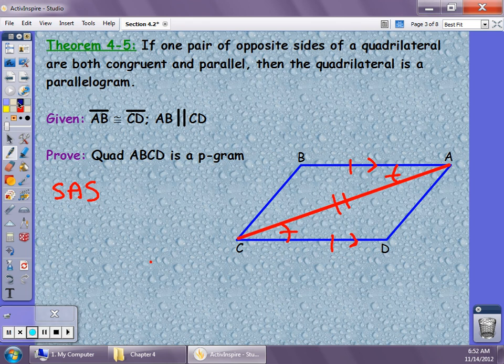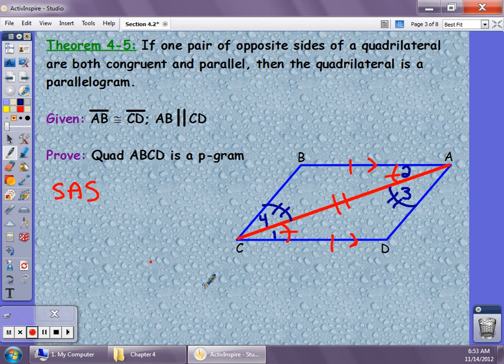And then based on side angle side, I can now mark that these two angles must be congruent to themselves using CPCTC. And remember those angles marked, so if I mark this angle 1 and angle 2, angle 3 and angle 4, since angle 1 and angle 2 are congruent, we know that side AB is parallel to CD, but we were also given that information.